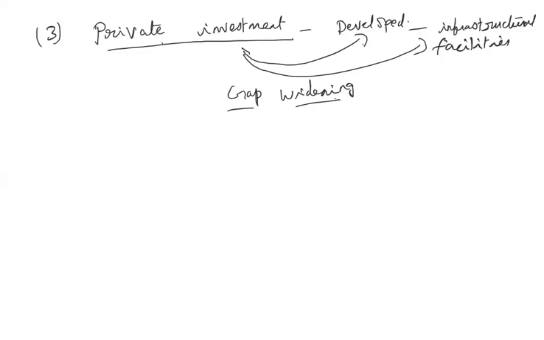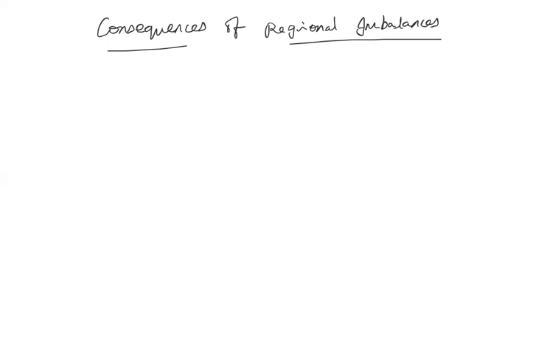Okay. Anyway, these are some of the causes of regional imbalances. Now, what are the consequences? It is not fair for one region to be developing at a faster pace and another region to remain undeveloped or underdeveloped. So regional imbalances in the country have severe consequences.